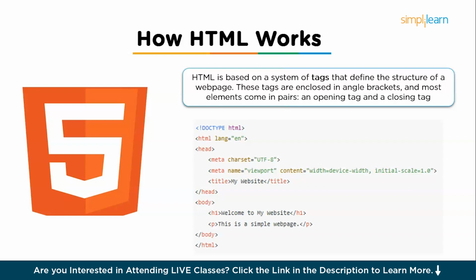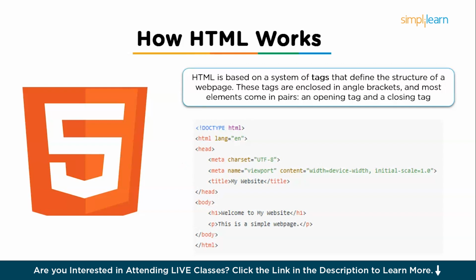The first one is the HTML document structure. Here you can see the HTML document structure. An HTML document follows a standard structure that includes a doctype declaration, followed by the HTML, head, and body sections. Here you can see the head part and the body part. So this is the basic example.